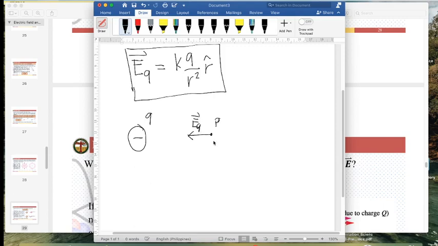Now, if I put a test charge at field point P, say a positive test charge, what will happen is it will be attracted, right? So meaning the direction of the electric field and the force on the test charge are the same. This is Q sub naught, right? So based on this expression, we have Q sub naught E, so the direction is the same. Okay?